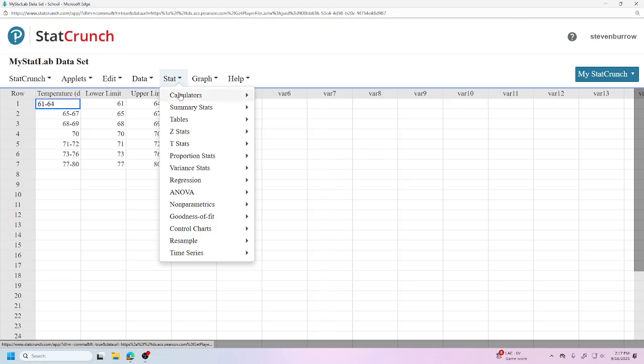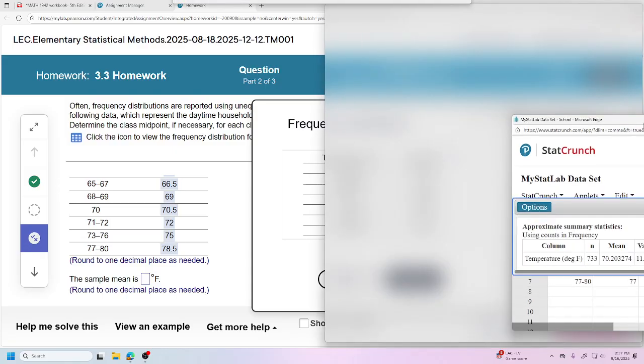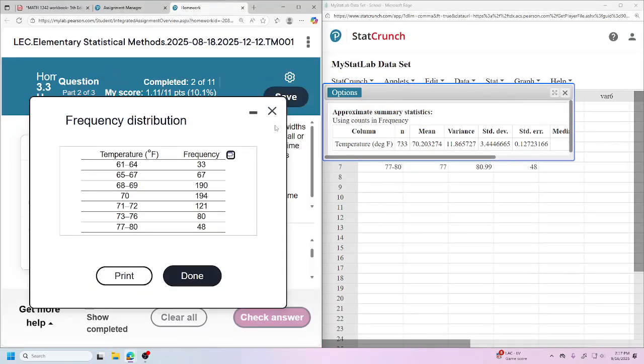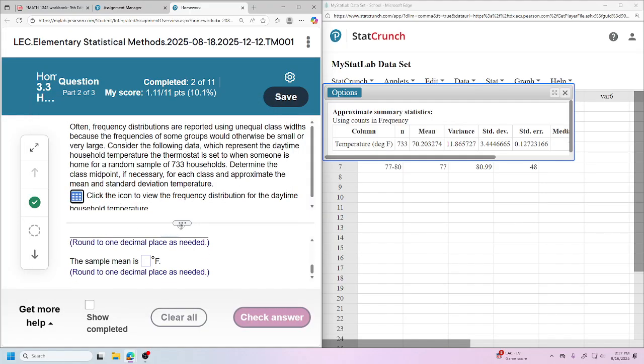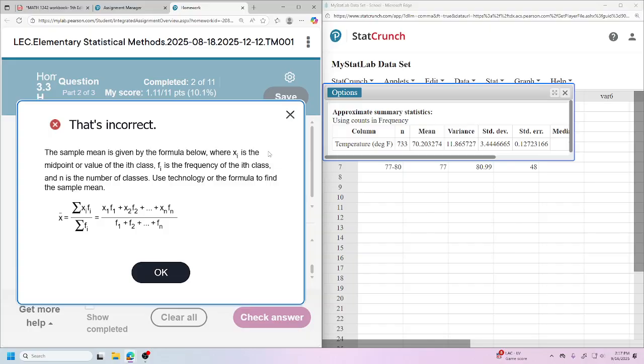And they're going to yell at me and say, no, you're wrong. So I'm going to do the first one and then the last one. I'm just going to try it. And it's totally going to be wrong according to them at least. So my mean, 70.2. See, so they're going to say it's wrong.